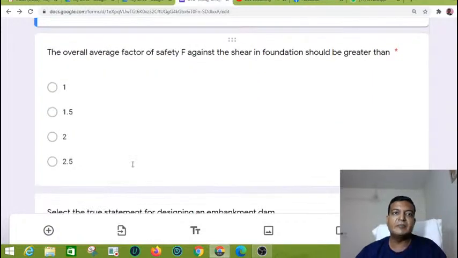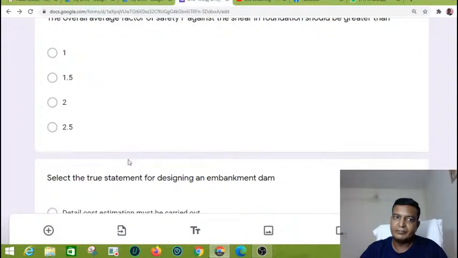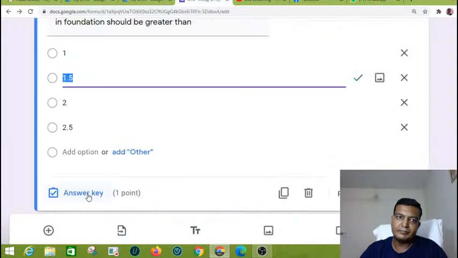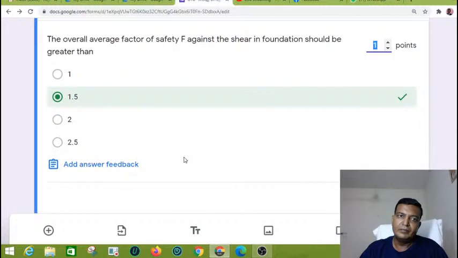Next question. The overall average factor of safety F against the shear in foundation should be greater than almost 1.5 times. It is in generalized format. So the answer is 1.5.